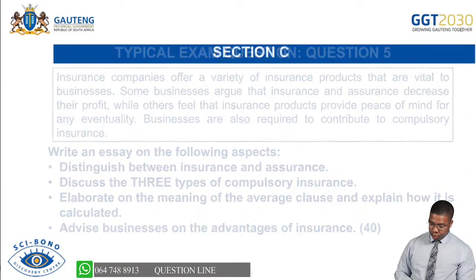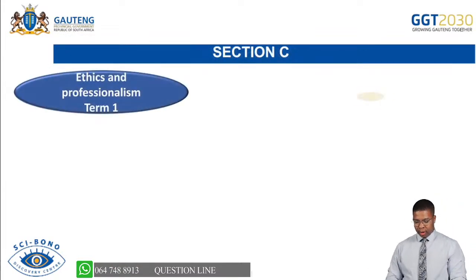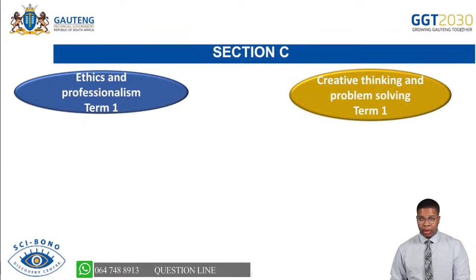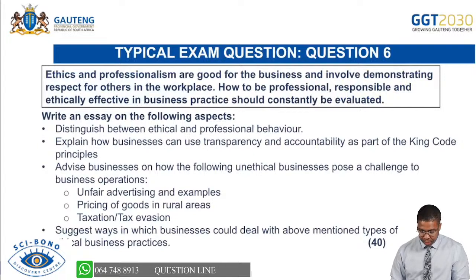Now let us move to Section C for business roles, ethics and professionalism, or creative thinking. Let us see a typical essay there.